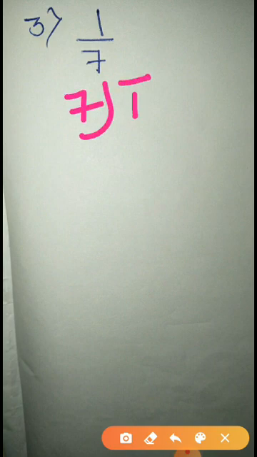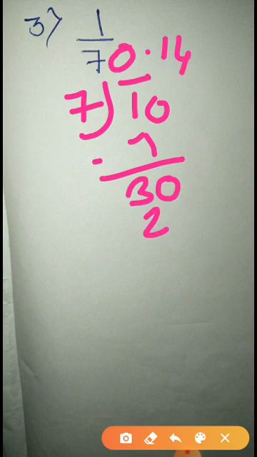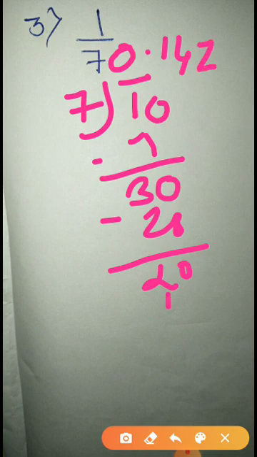See the next question, 1 by 7. Again divide 1 by 7. It is 0 point, since 1 is less than 7. I take 10. 7 ones are 7, remainder is 3. Again I write 0, 30, 7 4s are 28, remainder is 2. Then 20, 7 2s are 14, remainder is 6.